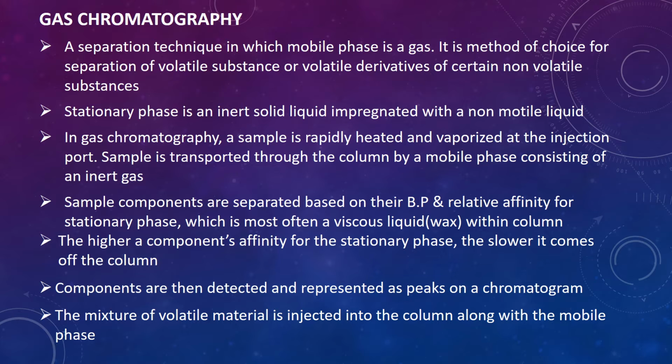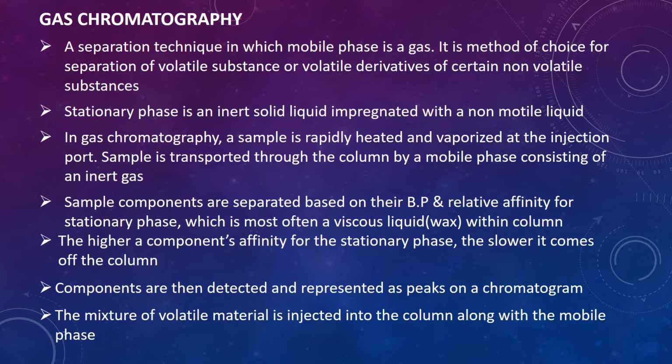The sample solution is injected and enters a gas stream which transports the sample into a column, and then separation of various components takes place in the column consisting of liquid and polymer. The sample components are separated based on their boiling point and relative affinity for the stationary phase, which is most often a viscous liquid within a column. The higher a component's affinity for the stationary phase, the slower it comes out of the column. Components are then detected and represented as peaks on a chromatogram.